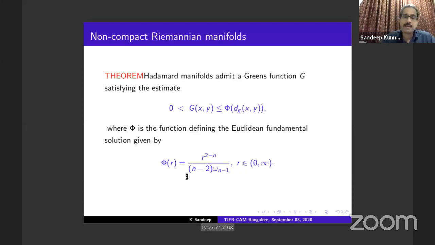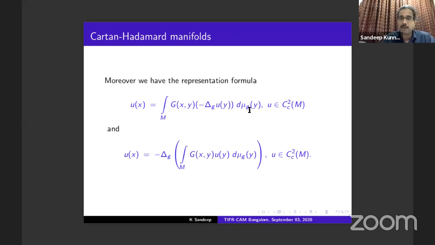Then you have this theorem: take a Hadamard manifold, then it admits a Green's function G satisfying this estimate. The Green's function is positive, and you have an upper bound of it by phi of d_g(x, y), where d_g is the Riemannian distance between x and y, and phi is the Euclidean fundamental solution that we are familiar with, which is given by this. So basically in the Hadamard manifold, you can control the Green's function from above by the Euclidean fundamental solution, where the modulus is replaced by the Riemannian distance. You also have the representation formula, which is what we were interested in: u can be written like this.